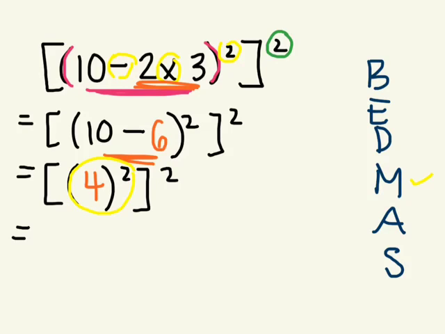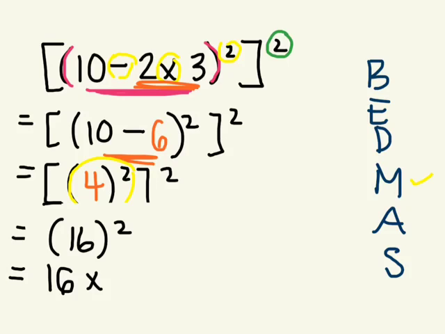Inside this bracket, we have 4 to the power of 2. 4 to the power of 2 means 4 times 4, which is 16. And I can write it like that, or we can write it like this, 16 to the power of 2. Once you only have one set of brackets, you can make them back to round brackets if you want, okay? So now we have 16 to the power of 2, and I know that 16 to the power of 2 is 16 times 16. And if we calculate this, we get 256. So our final answer is 256.